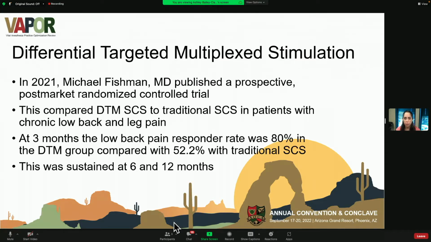So Dr. Fishman went and took that research and published it in 2021 in a patient population. This was a prospective post-market trial, again comparing traditional paresthesia-based to this DTM, or differential targeted multiplex stimulation, for both back and leg pain. At 3 months, the responder rate was 80% in that DTM group, while again, the traditional paresthesia-based stimulation got to that 50-50 club at 52.2%. This was sustained at 6 and 12 months, and just to clarify here, what we consider a responder rate is the percentage of patients who got greater than 50% relief.